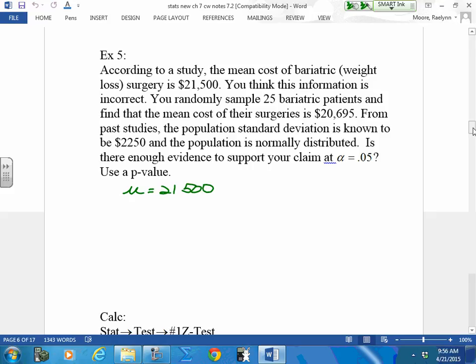All right, they're going to turn this around on you. They're going to tell you that the mean, this is going to be your H0. However, they're going to use your claim. You think this is incorrect. Normally, they don't do it this way, but they're turning this around on you. They're going to say, you think this is not $21,500. This is your claim. According to a study, they really didn't make a claim. They just had information there. So your claim is, it's not going to be $21,500. So we're going to reverse the logic a little bit on this. This is your HA. This is your H0.